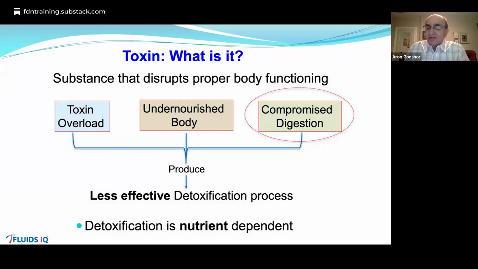Well, we talk about the liver as being the center of detoxification. But what's a toxin? Well, we know that it's a substance that disrupts proper body functioning. Well, how does it do that? It can do that because there's maybe a toxin overload. You've taken something in which has just overloaded the ability of the body to deal with it. Or it could be something completely different. It's an undernourished body. Because of the undernourishment, the body can't deal even with things which would normally not be toxic, but become toxic because of the undernourishment.